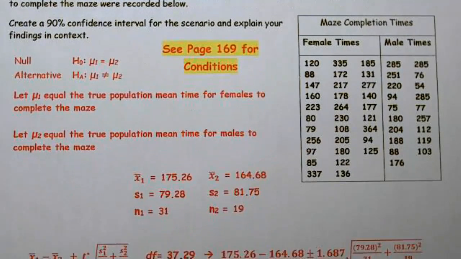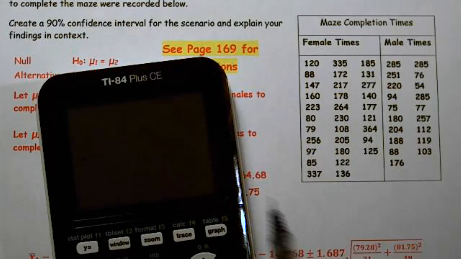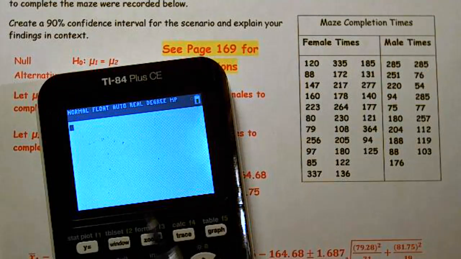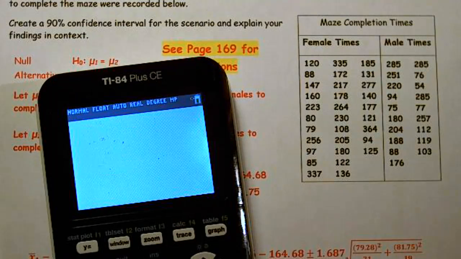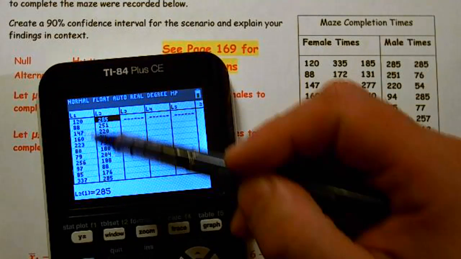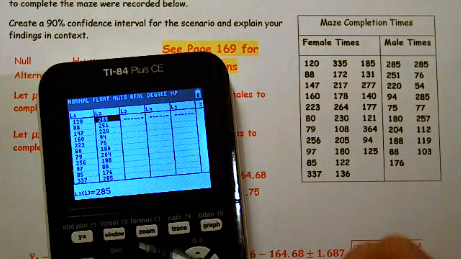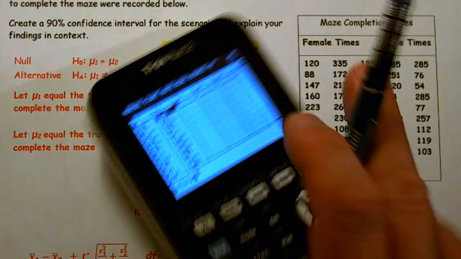So take a moment, make sure you've entered the data into the calculator. If you watched the previous video, I'm sure you've already done that. So you should have gone to stat edit and entered the females into L1 and the males into L2.